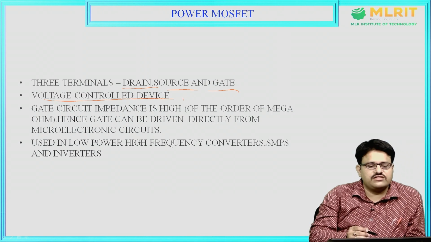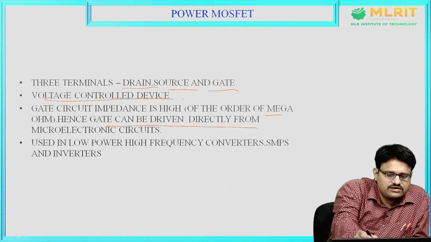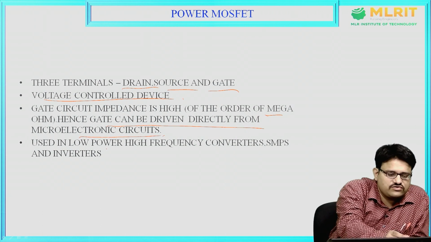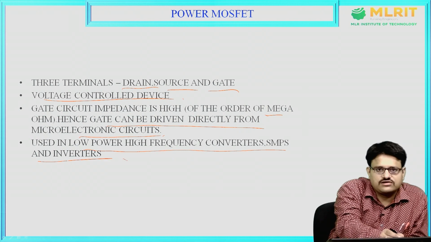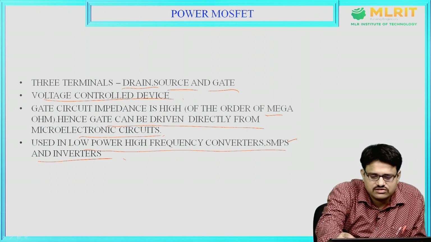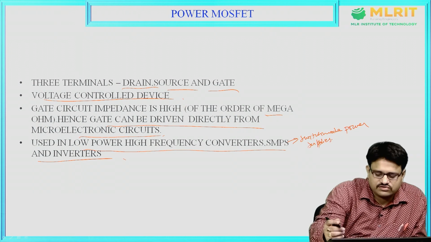So power MOSFET has three terminals, drain, source, gate, as we discussed, and is a voltage controlled device. Gate circuit impedance is high, of the order of mega ohms. Hence the gate can be driven directly from microelectronic circuits, using low power high frequency converters, SMPS and inverters. SMPS, the switch mode power supplies, it can be used.